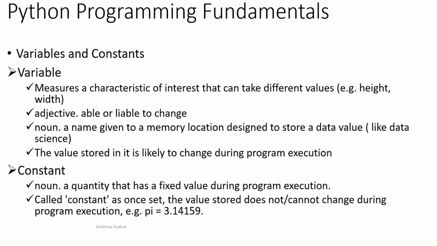There is a clear difference between variables and constants. A variable is used to measure a characteristic of interest that can take different values. The value stored in computer memory can change during program execution. On the other hand, a constant is a quantity that has a fixed value. Once stored in computer memory, a constant does not change during program execution. A good example is pi, which takes on the value 3.14159. Let us go back to Jupyter Notebook to see this.